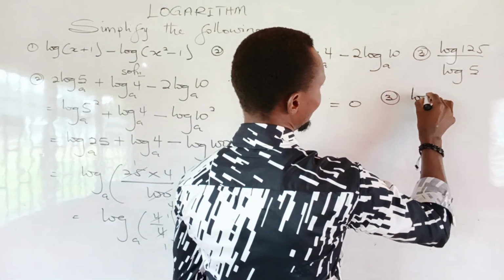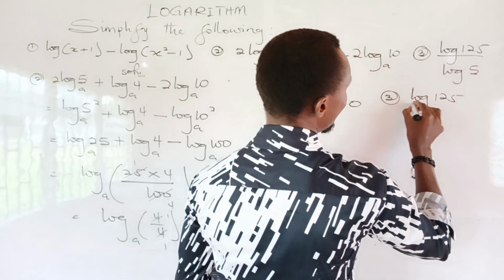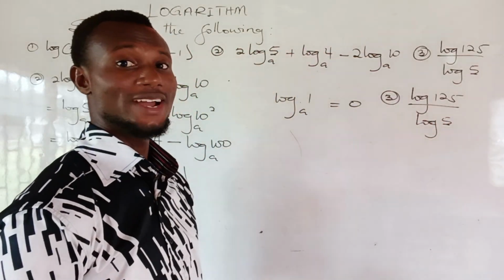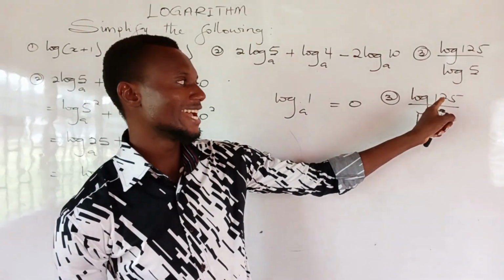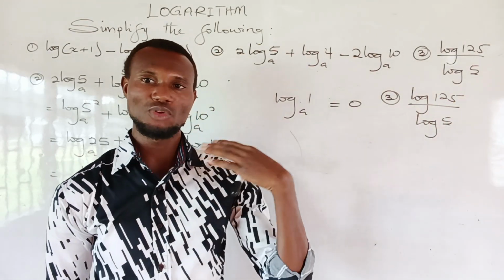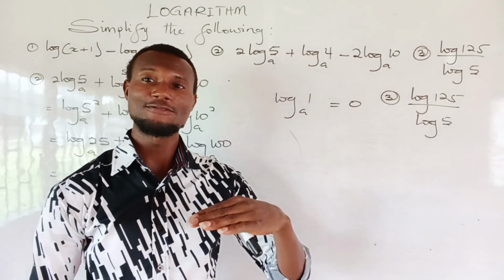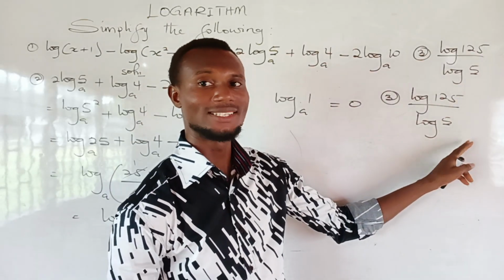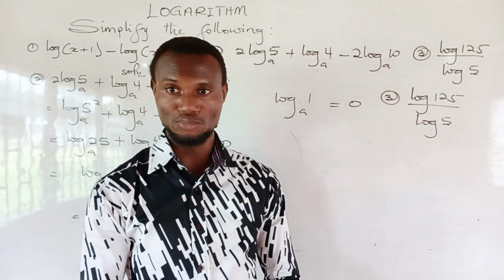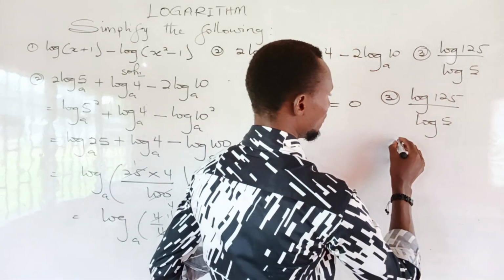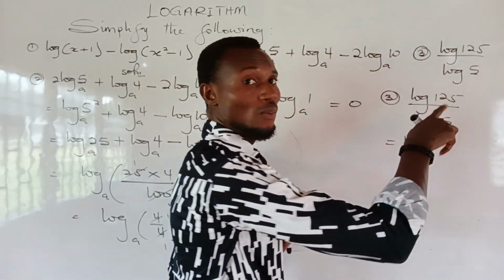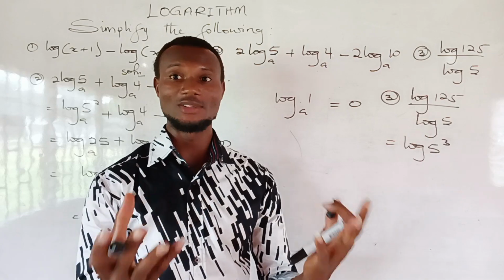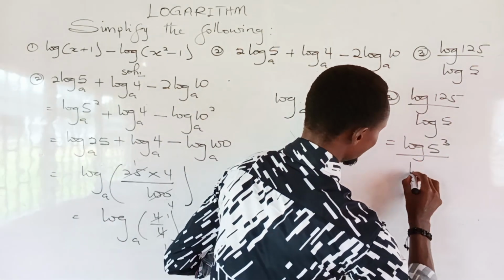I have the log of 125 over the log of 5. Now, the first thing to do is that the 125, we are going to write it in exponent form. We are going to write it as 5 to the power something. The idea is to get it to look like this log 5 here, so that the cancellation or the simplification can be simple. Are you okay with it? So I'm going to rewrite this as the log of 125. I can write it as 5 to the power 3, because you know 5 to the power 3 is 125. Then over the log of 5.